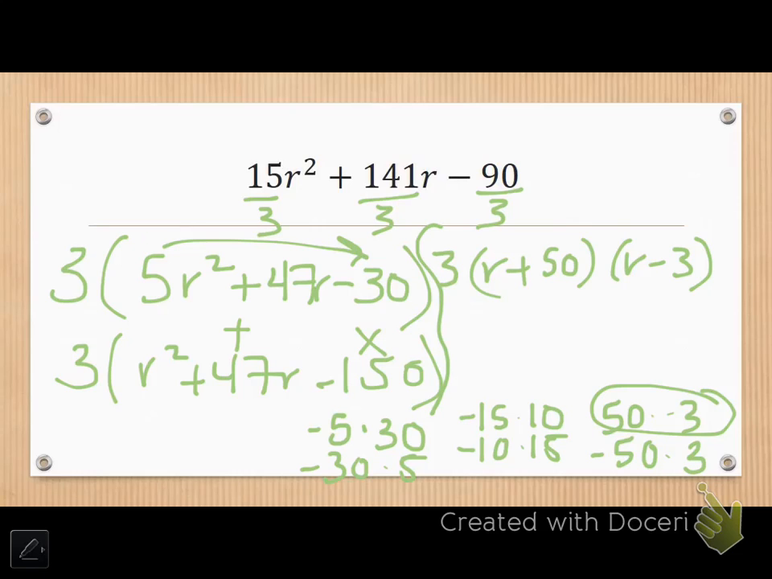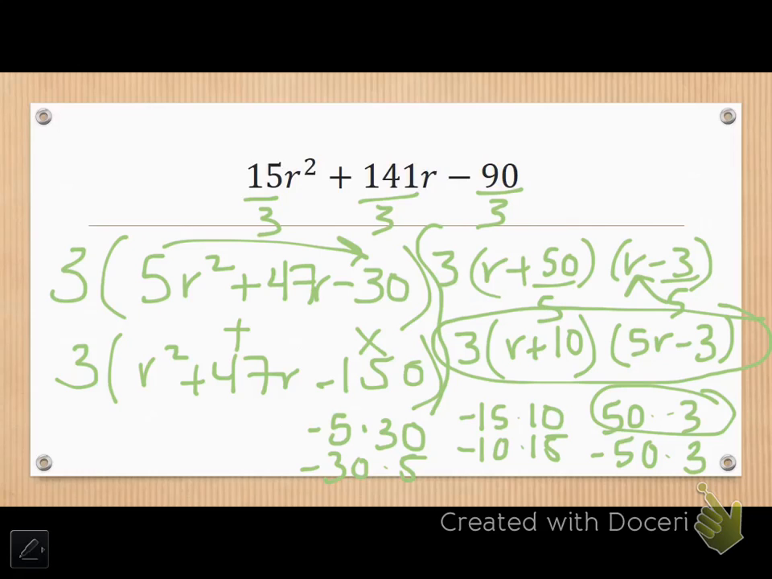And then we sent a 5 back, so I got to divide 5 from both of these. So I'm going to have 3 on the outside, r plus 10, that's a fraction, so we got to bottoms up it. And there is my answer. Again, do not forget the GCF on the outside.